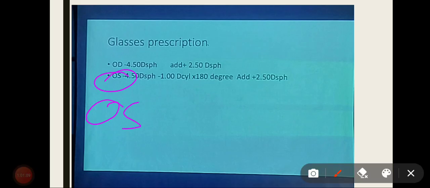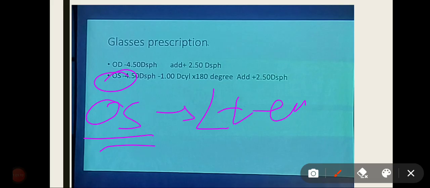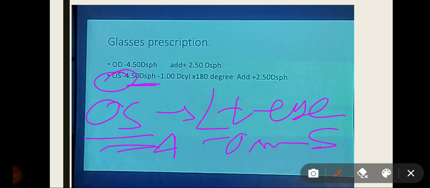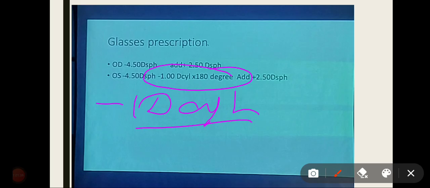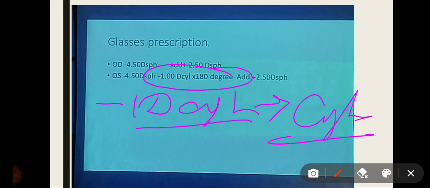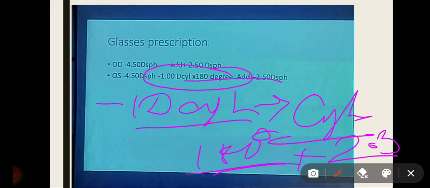OS is for the left eye. Similarly, minus 4.50 diopter spherical means it is a concave lens with spherical power. Then minus 1 diopter cylindrical. This is for the cylindrical lens, minus 1 diopter at 180 degrees correction, and the add will be plus 2.5 spherical.